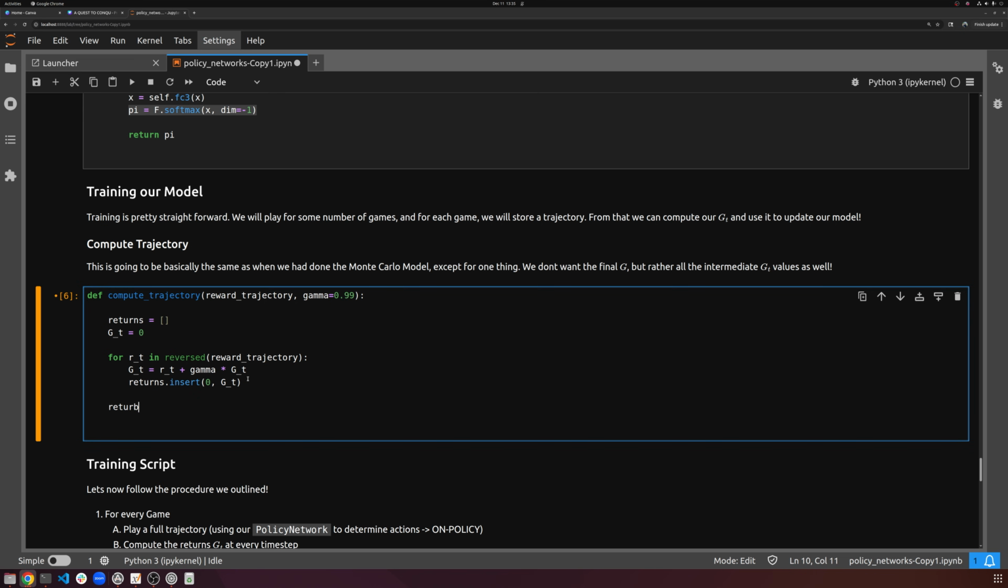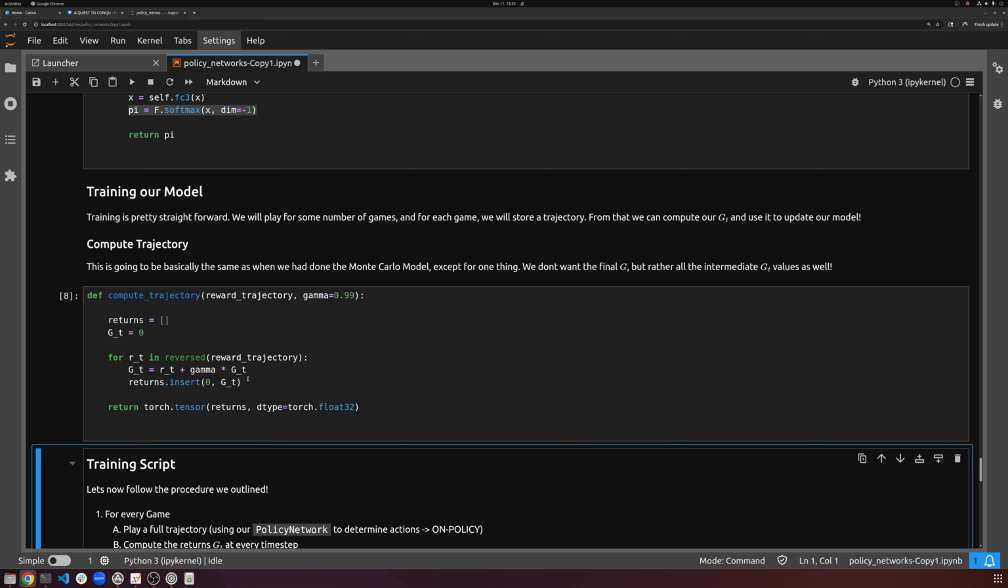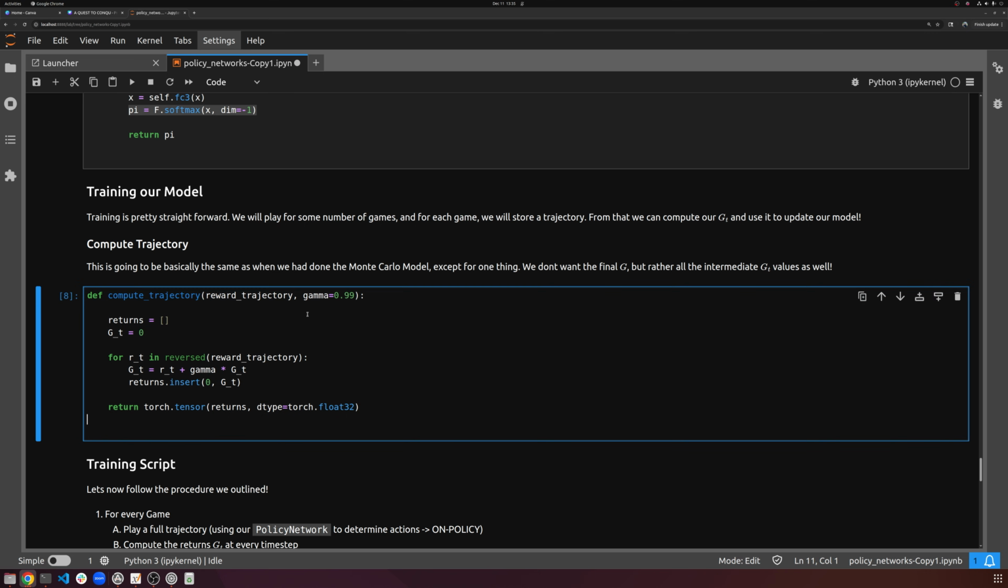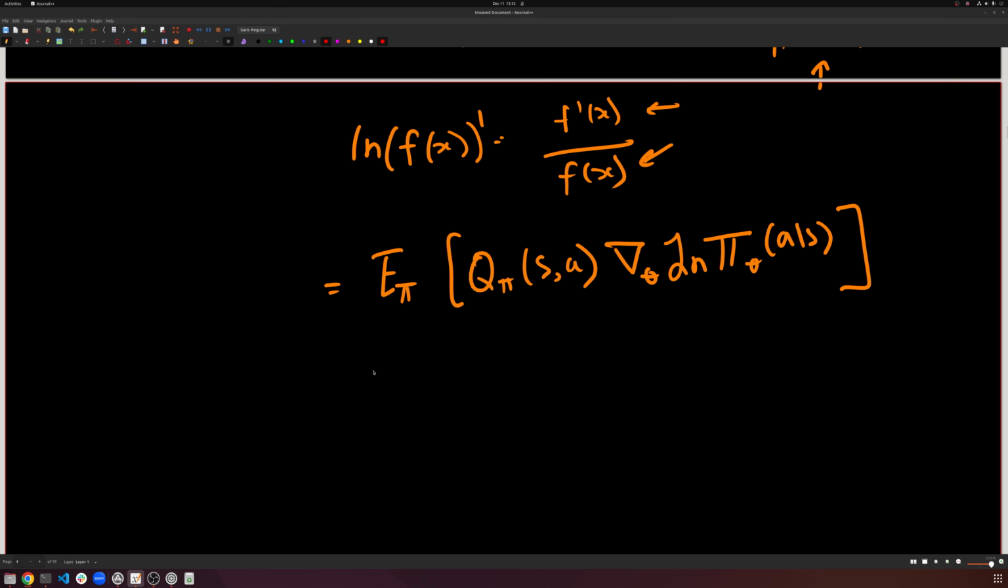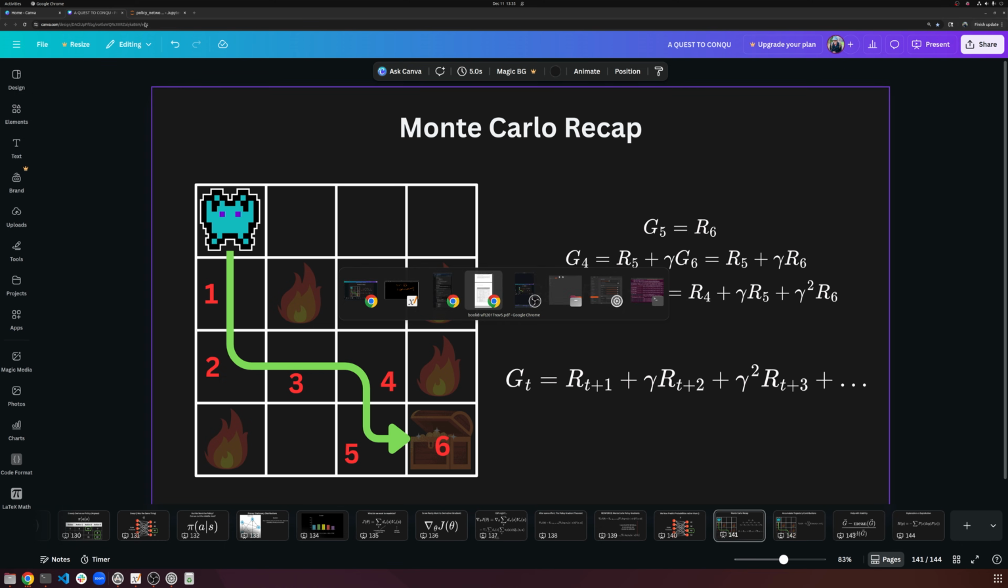And then we can return torch.tensor(returns), and dtype is torch.float32, and that should be good. And that's it. That's us computing the trajectory, computing our return trajectory. So we played a game, 1 through 6, and then we just iteratively compute what the G_T is at every single one of these states, and we just store them, prepending them.